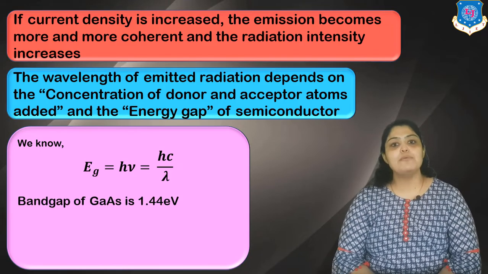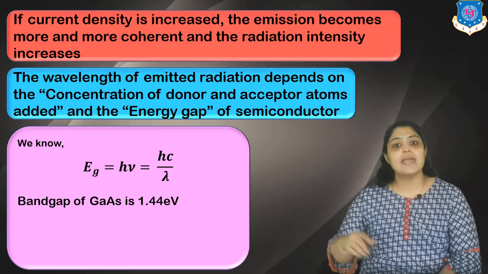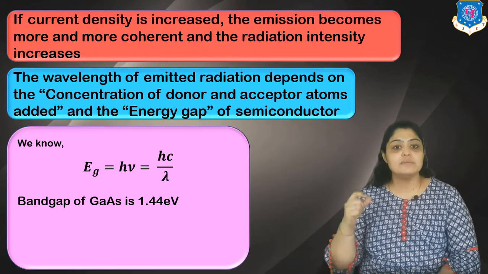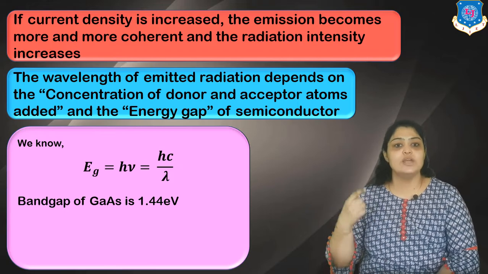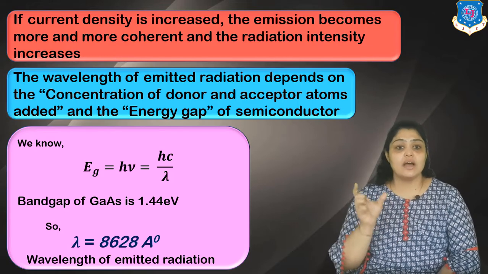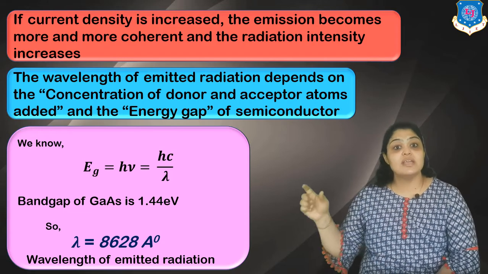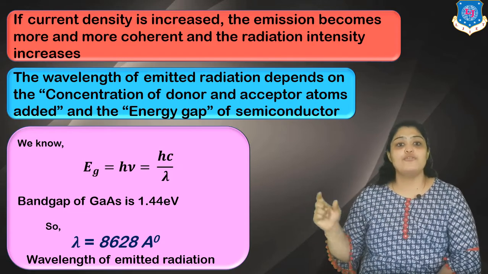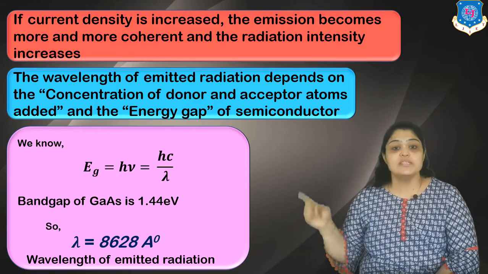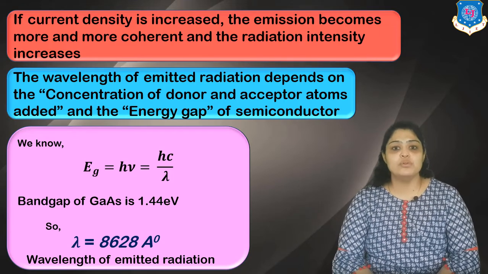Now we know that the gallium arsenide semiconductor we use has a band gap of 1.44 electron volt. So I can find out λ using this band gap, because I know Planck's constant value and I know the speed of light value. This gives me the value of λ as 8628 angstrom. So this is the wavelength of photons that will be emitted with the help of the gallium arsenide laser. And obviously it is only one wavelength photon, so I can say it's a highly monochromatic laser.